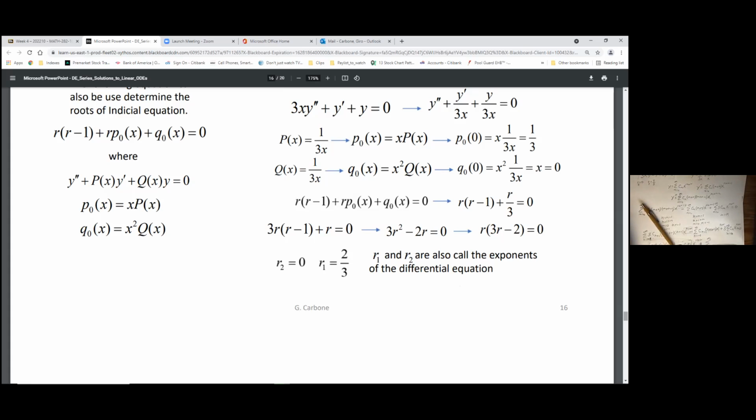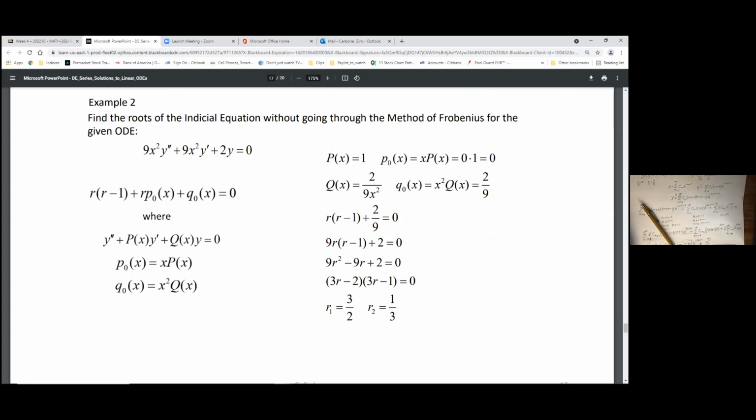All right, so here's an example, where if I had this differential equation here, then in this case my P0 is going to be 0, it's just 1, we divide this by here. So in this case, if you went through this, you'll see you get R1 is equal to 3/2. So this is just another example of finding the roots of the initial equation without going through the method of Frobenius. But if you want to get the coefficients, you still have to go through the method.